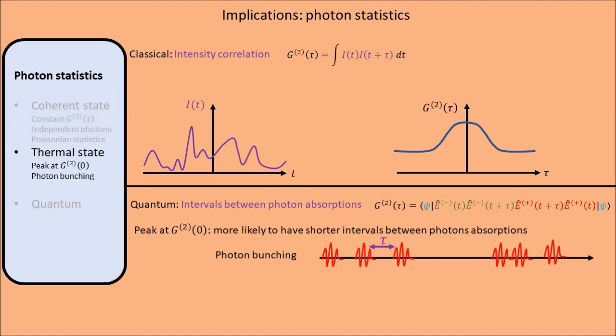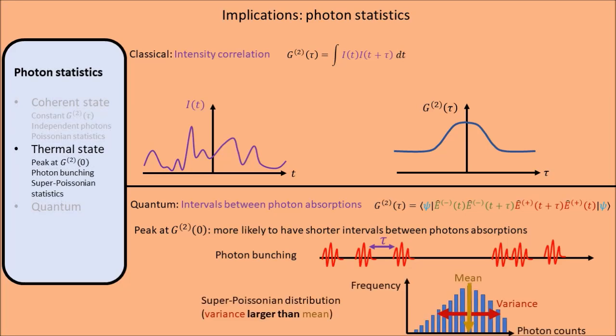If we were to plot a histogram of photon counts, we would find it has a larger spread than the histogram for coherent light because the intensity fluctuates in time. This means that the variance is larger than the mean, so we call it a super-Poissonian distribution.